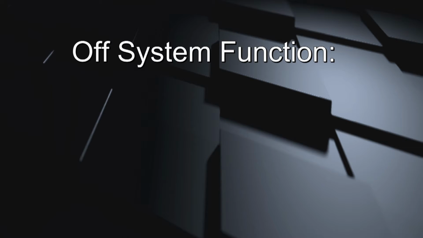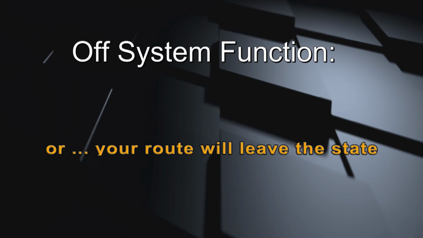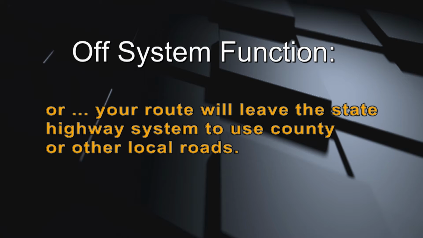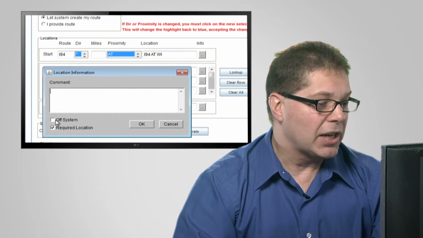Now, before we begin this exercise, it's also important to understand the off-system function. Off-system is simply a break in the route. That means you're either reversing the direction of your route or the route will leave the state highway system to use county or other local roads. To tell the system that you're going off-system, you will need to mark the off-system checkbox.